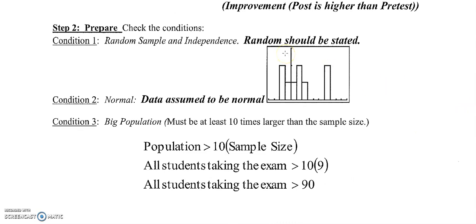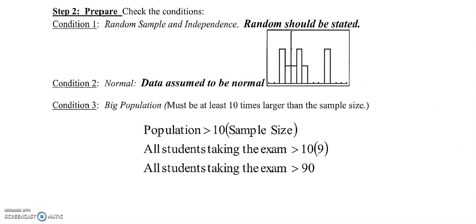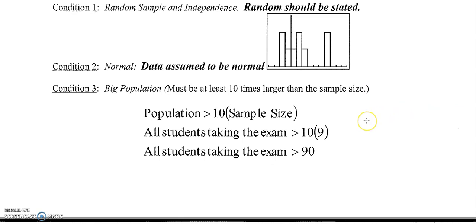Again, it's still a t-test, so we're going to check our conditions. It's random, as it should be stated in the problem. We're going to assume the data is normal. Now, if we make a histogram of the difference list, it's not exactly normal. Remember, to be normal, it's safe to have 30 or more. We don't have 30 or more total, so we're just going to assume that it's normal. And then for condition 3, your population has to be greater than 10 times the sample size. So our population is all students taking the exam. Let's say a statistics exam, is that greater than 10 times 9, 90? Yes, there are more students taking a statistics exam than 90.